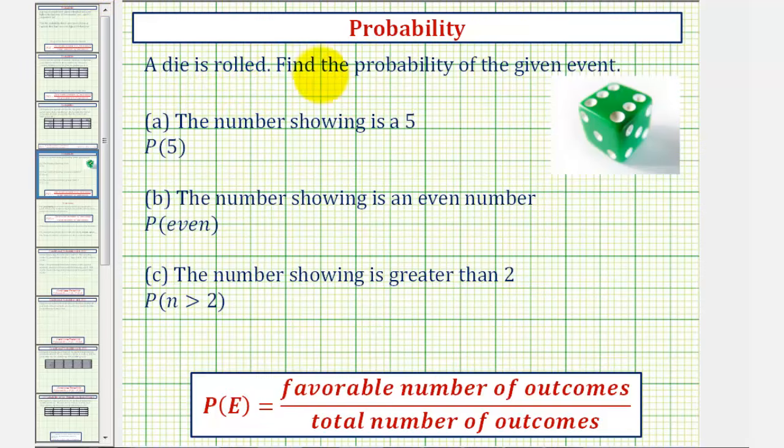A fair die is rolled. We want to find the probability of the events given here below. Before we do this though, let's consider the sample space or the possible outcomes when rolling a fair die pictured here on the right.